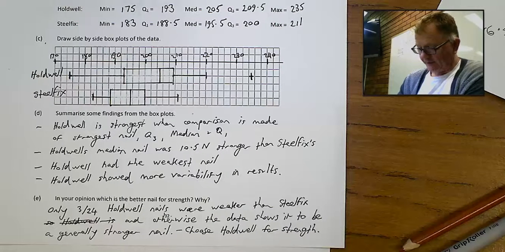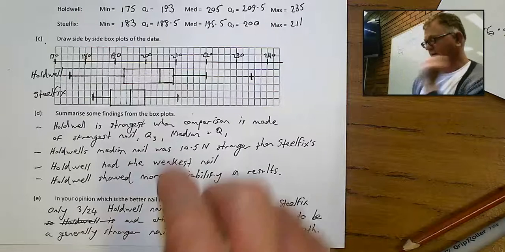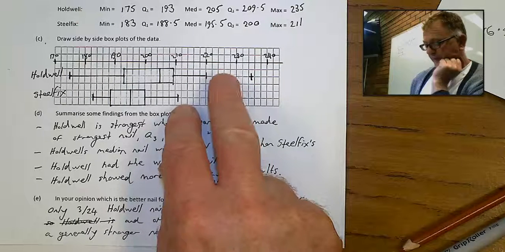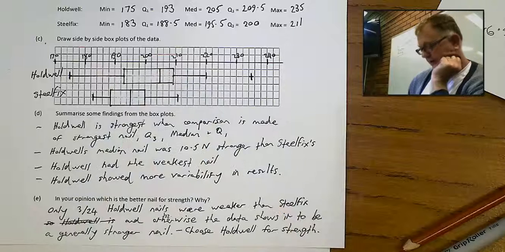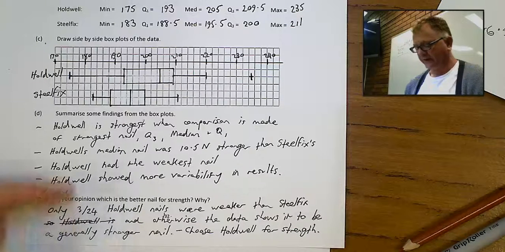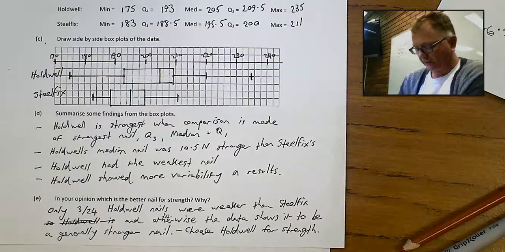What I like to do with these things is compare them based upon their best nail, in this case their upper quartile, their median, their lower quartile, and their weakest nail. Now, the Holdwell brand, you can see here, compares best on maximum, upper quartile, median and lower quartile, but the Steelfix was actually strongest when you compare their weakest nail.